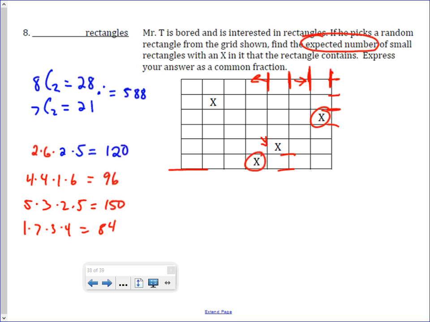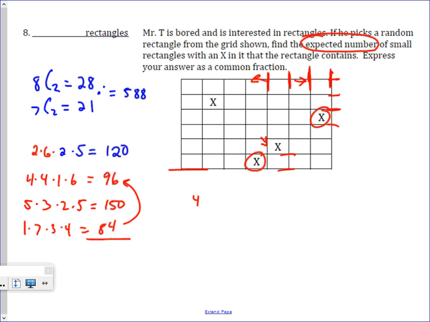If we add all of these up, we end up getting, these 2 add together to give you 180, then 300, you end up with 450 over 588. We do need to simplify this. Both of these are divisible by 2 and by 3, so we can divide by 6. And that gets us 450 divided by 6 is 75. 588 divided by 6 is 98.